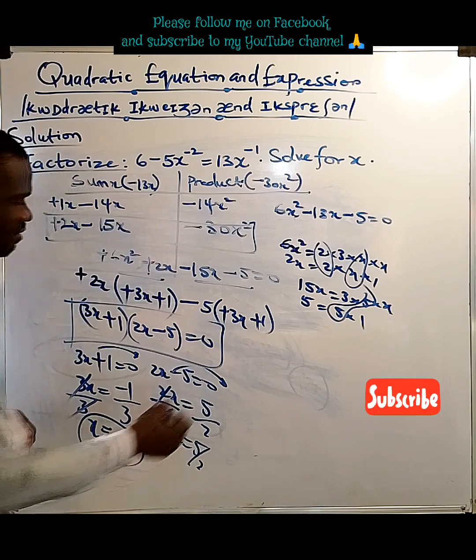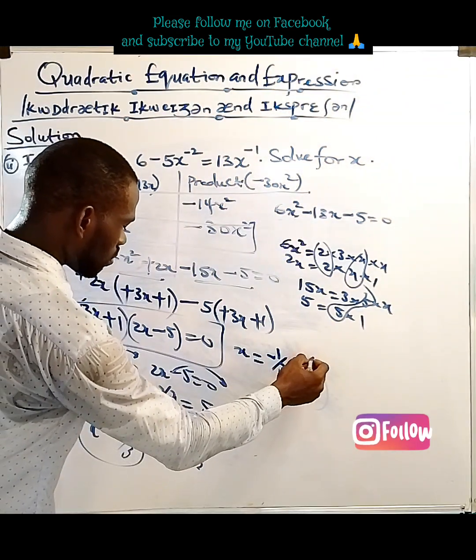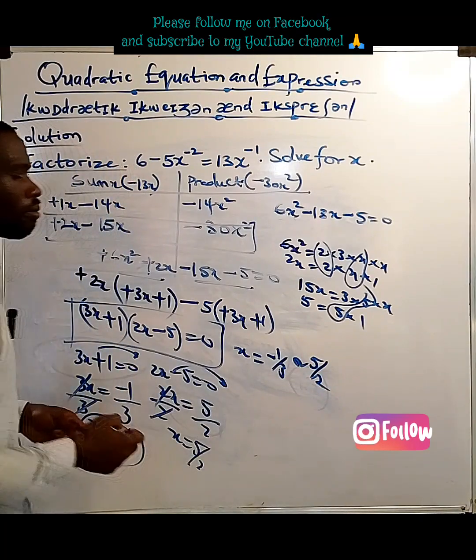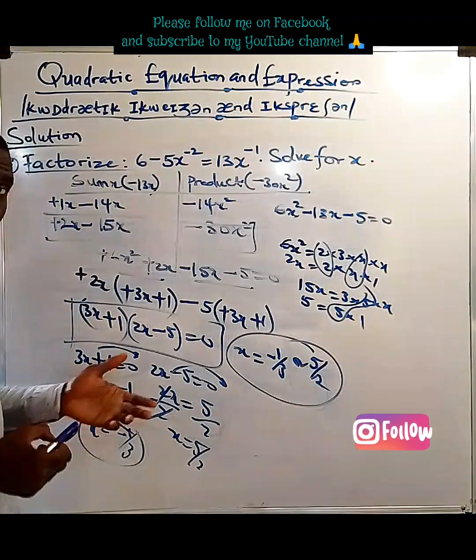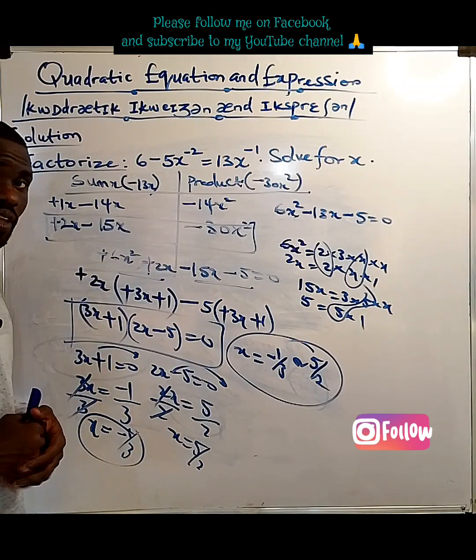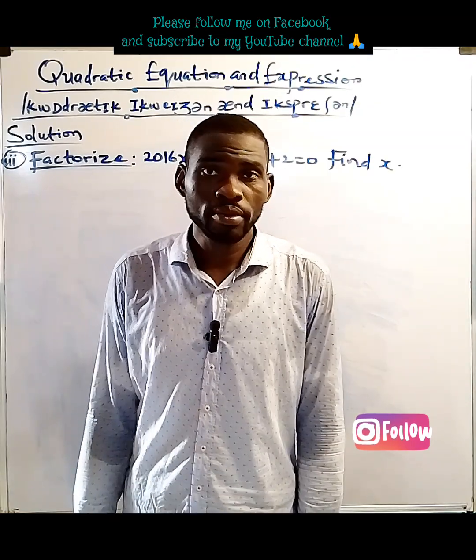So what are the values of x? x is equal to minus 1 over 3 or 5 over 2, which is written as 2 and 1 over 2. So here are the values of x. I'm very sure you got this while attempting this question. As simple as that.